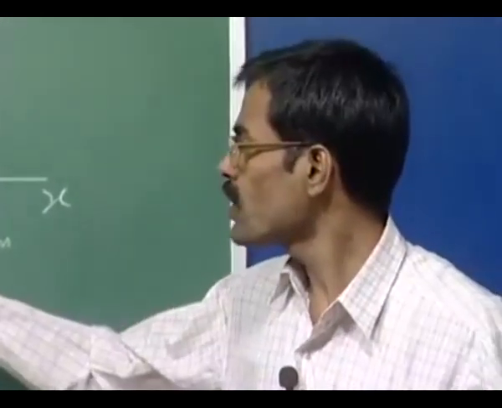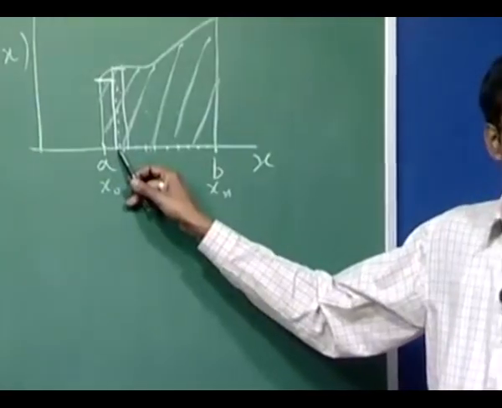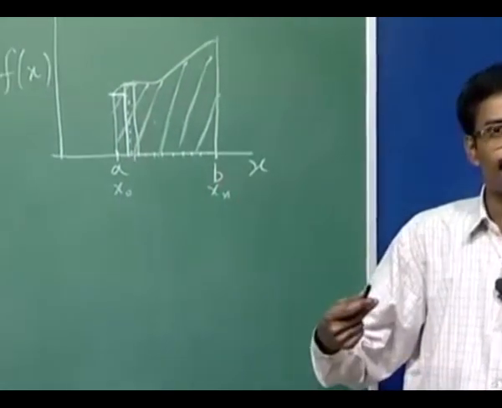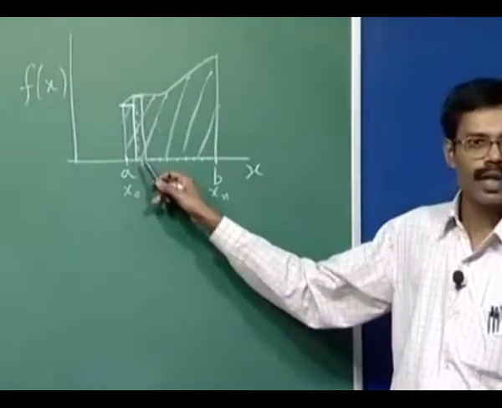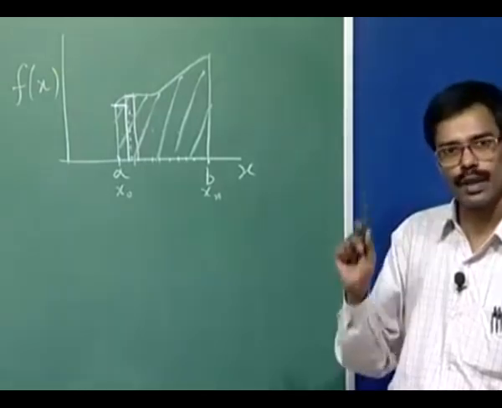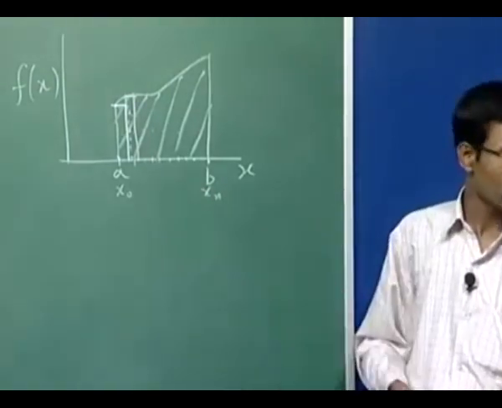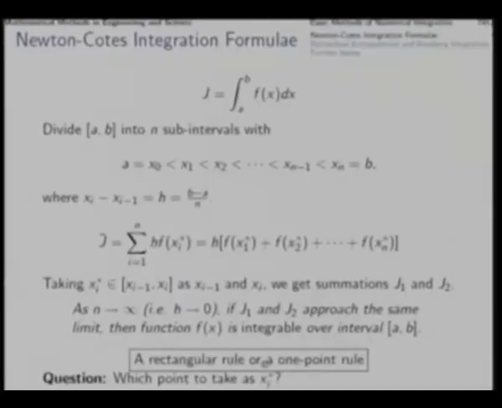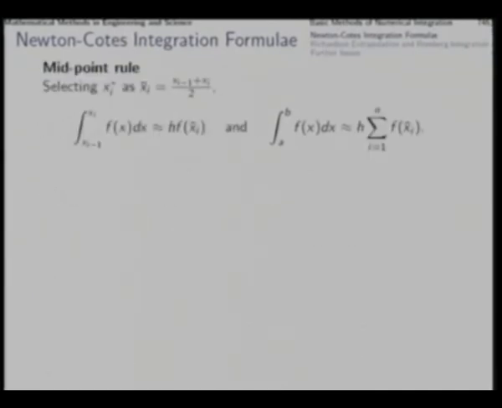Neither the starting point of each sub interval nor the end point of each sub interval. So the best result you will find by taking the midpoint of every interval if you want to take a single point in every interval. And therefore, to answer this question, which point to take as xi star, a common sense answer will be to take the midpoint as the best representative. And therefore, one special case of the rectangular rule, which is most commonly used, is obtained, which is the midpoint rule.